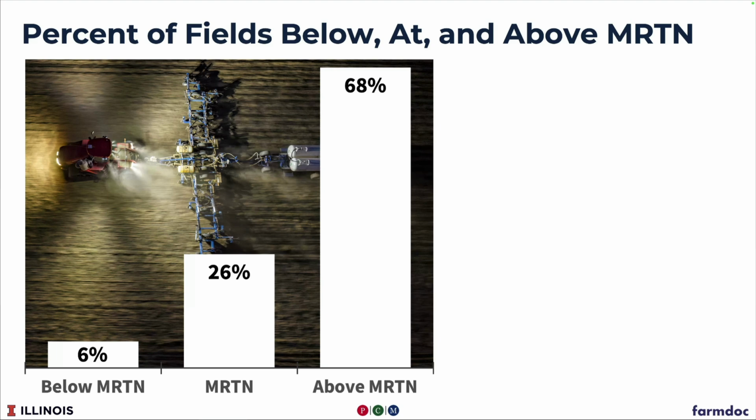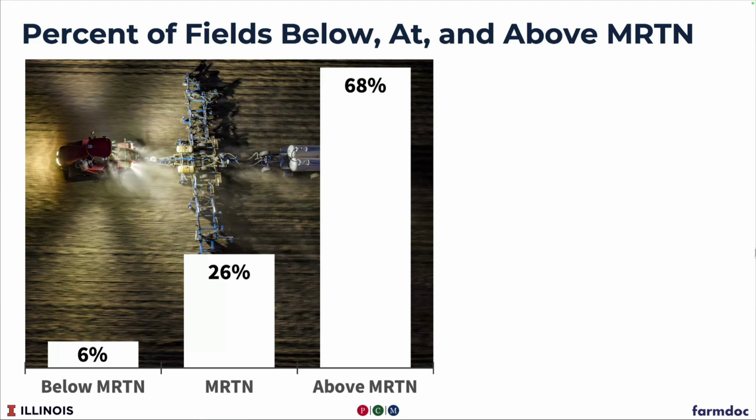And again, I just want to mention, these are the range of applications we see in our data. So you can see that most of the fields in the data set are receiving an application above the MRTN recommended range. 26% of the fields are receiving an application at the MRTN, and 6% of our fields are receiving an application below the MRTN. So you can see there's quite a bit of people who are applying above the MRTN, and that does vary quite a bit, the total distribution of all the nitrogen rates that we see in the data.